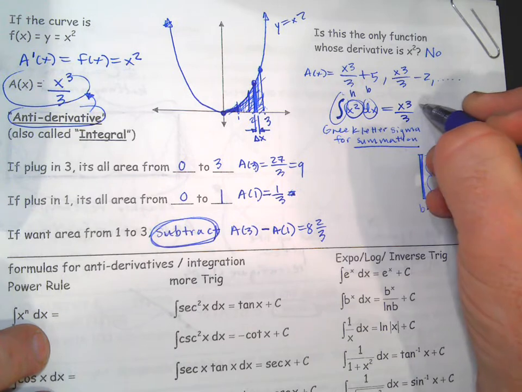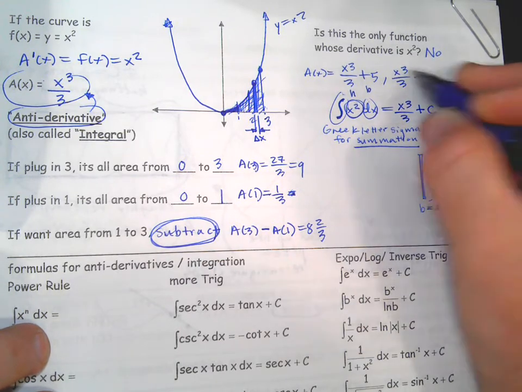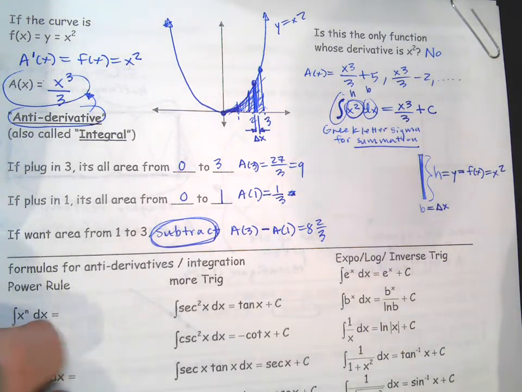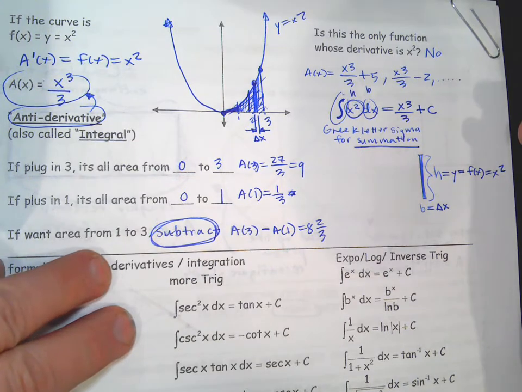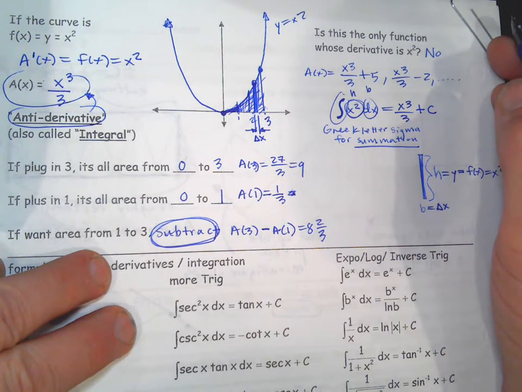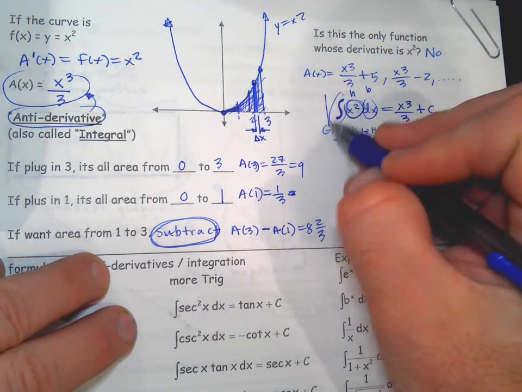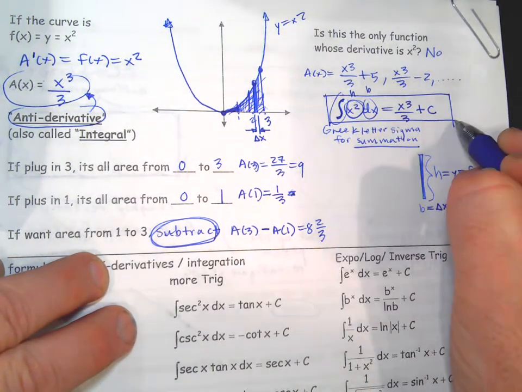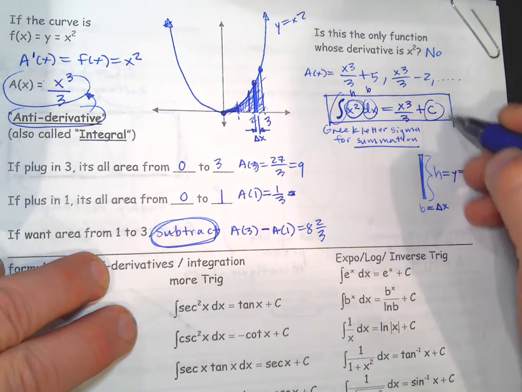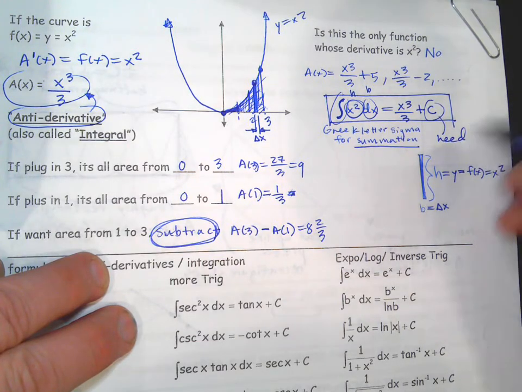But then we always are going to write plus c because, look, it could have any of these numbers, right? That's called the constant of integration. So you've got to have that. You need that. All right?